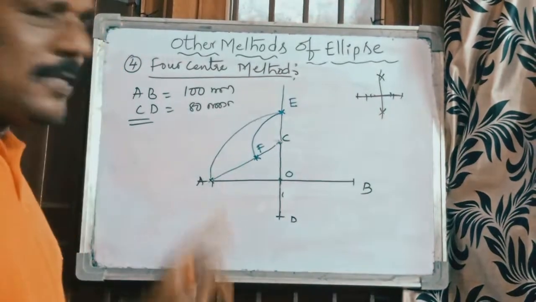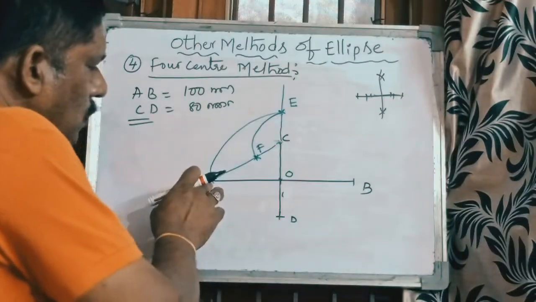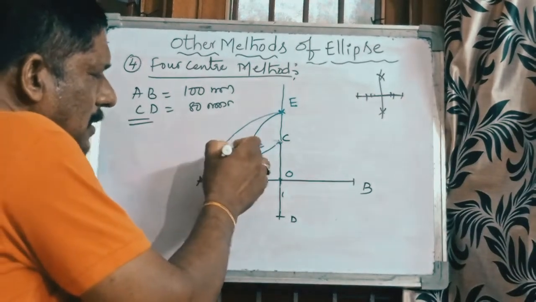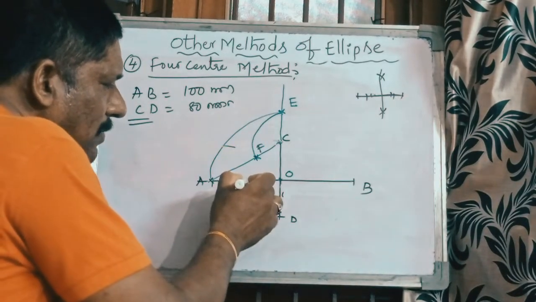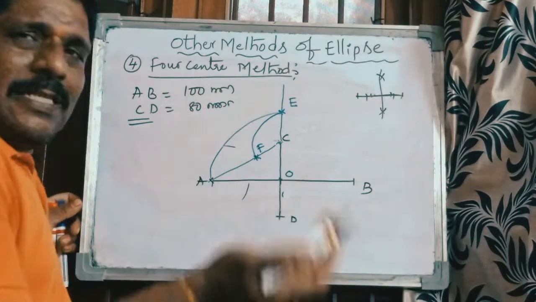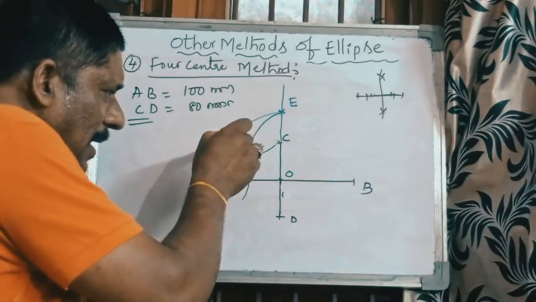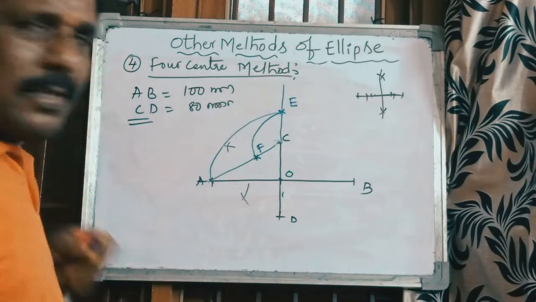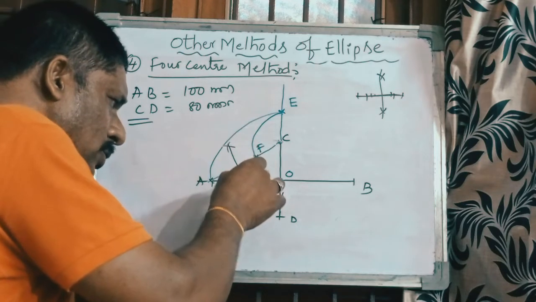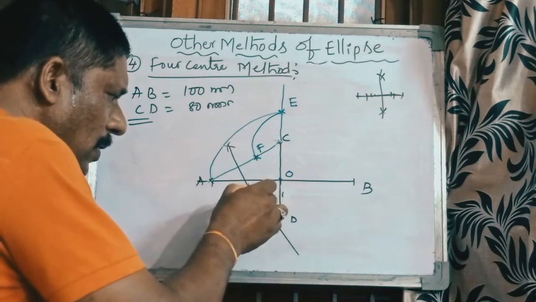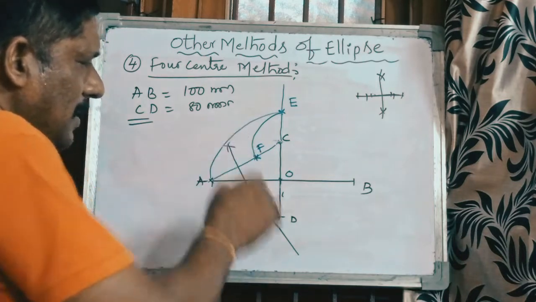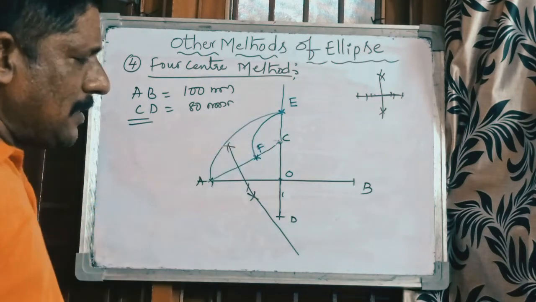So A to F is the distance. A is the center point, more than half is the radius. Draw the arc on both sides of this line, and with the same radius, F is the center, and cut this arc. Now join these two points and extend the line. So you will get two equal bisects.